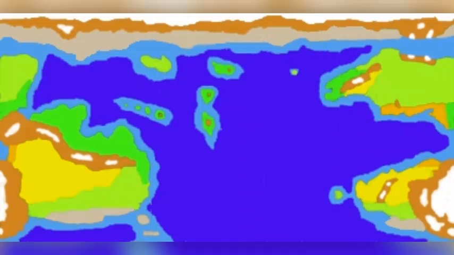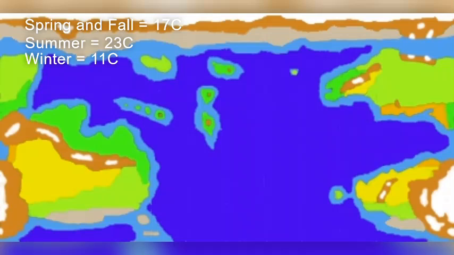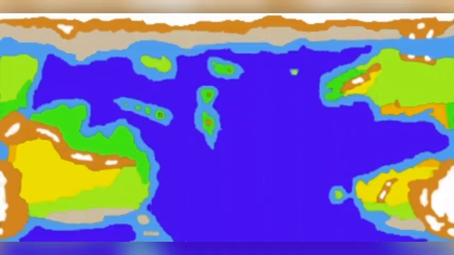And it's also warmed up a fair bit, so it is now 17 degrees Celsius in the spring and fall, 23 degrees in the summer, 11 degrees in the winter, as well as wide temperature swings due to the binary star system. And here's just a quick video of how the continents have changed over the 500 million years.